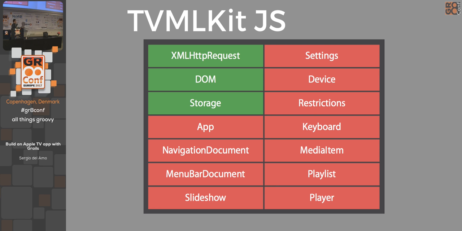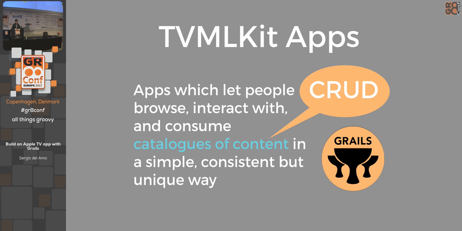TVMLKit uses standard components which you are used to from JavaScript, and then they have particular functionality targeted to the tvOS. So, for example, you can have media item objects, and you can create playlists and play them. That's functionality especially designed because, at the end of the day, TVML applications are apps which let people browse, interact, and consume a catalog of content. And this is especially, I think, a target where Grails fits perfectly. Grails allows you to create listings, really powerful, and all the CRUD functionality that you get almost for free fits perfectly to create such content.